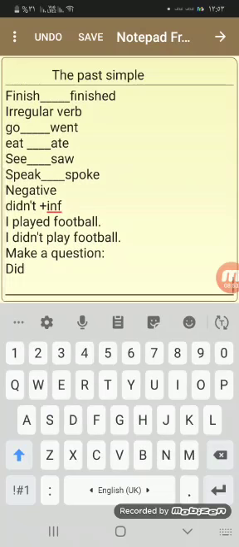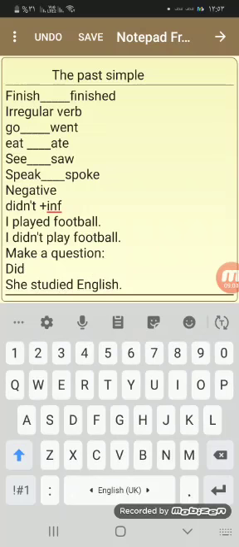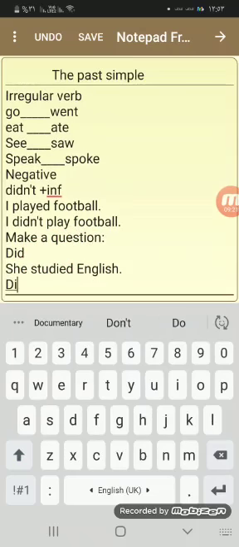Let's take an example. When I say, she studied, for example, English, I want you to ask a question here. If you want to ask a question, look at the verb first. Studied here is in the past. So in the past you ask with did. So the question will be, did, because the verb is in the past.